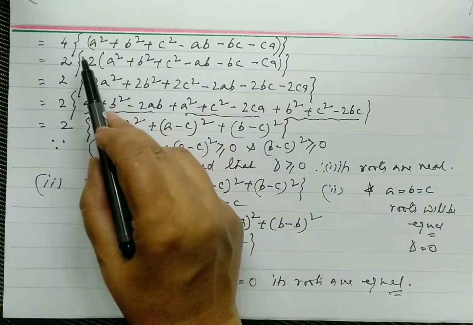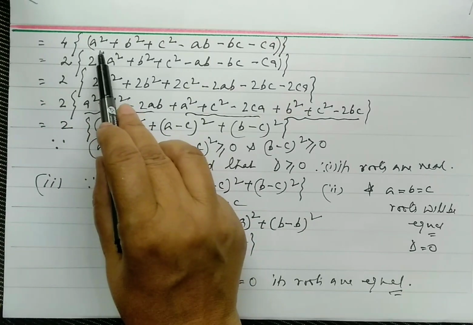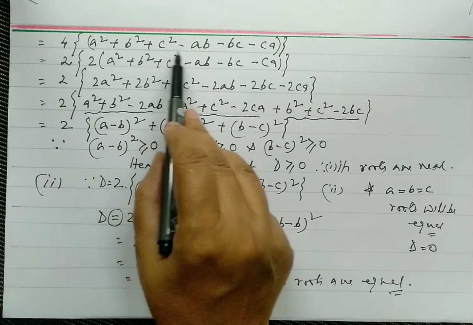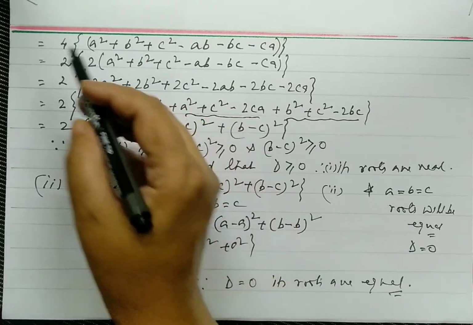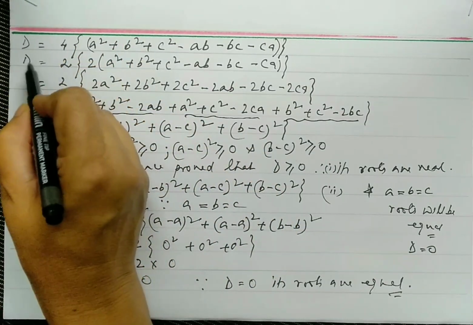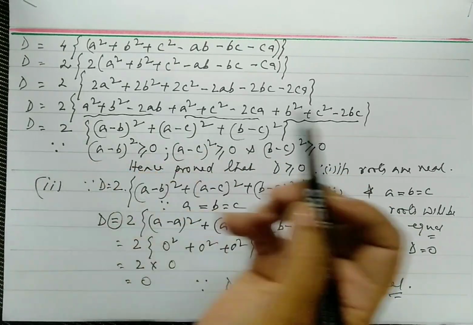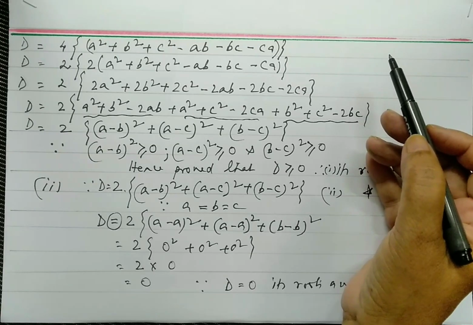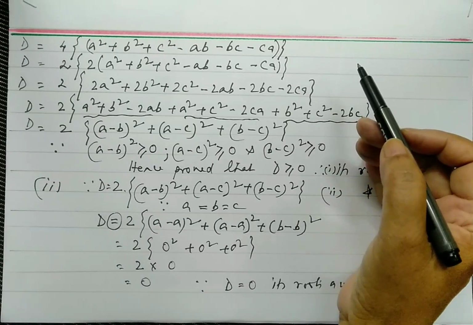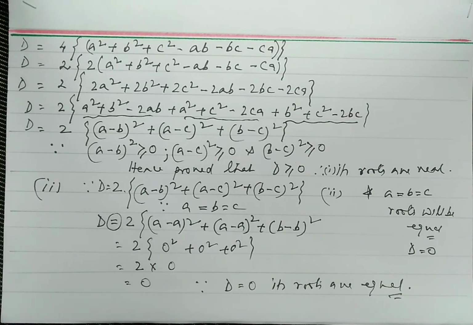Thus we have here 4, which was picked up as common, and inside we are left with A² + B² + C² - AB - BC - CA. Remember, we are trying to find out our D. These are all D. So we are out to prove that the value of D is greater than or equal to 0.